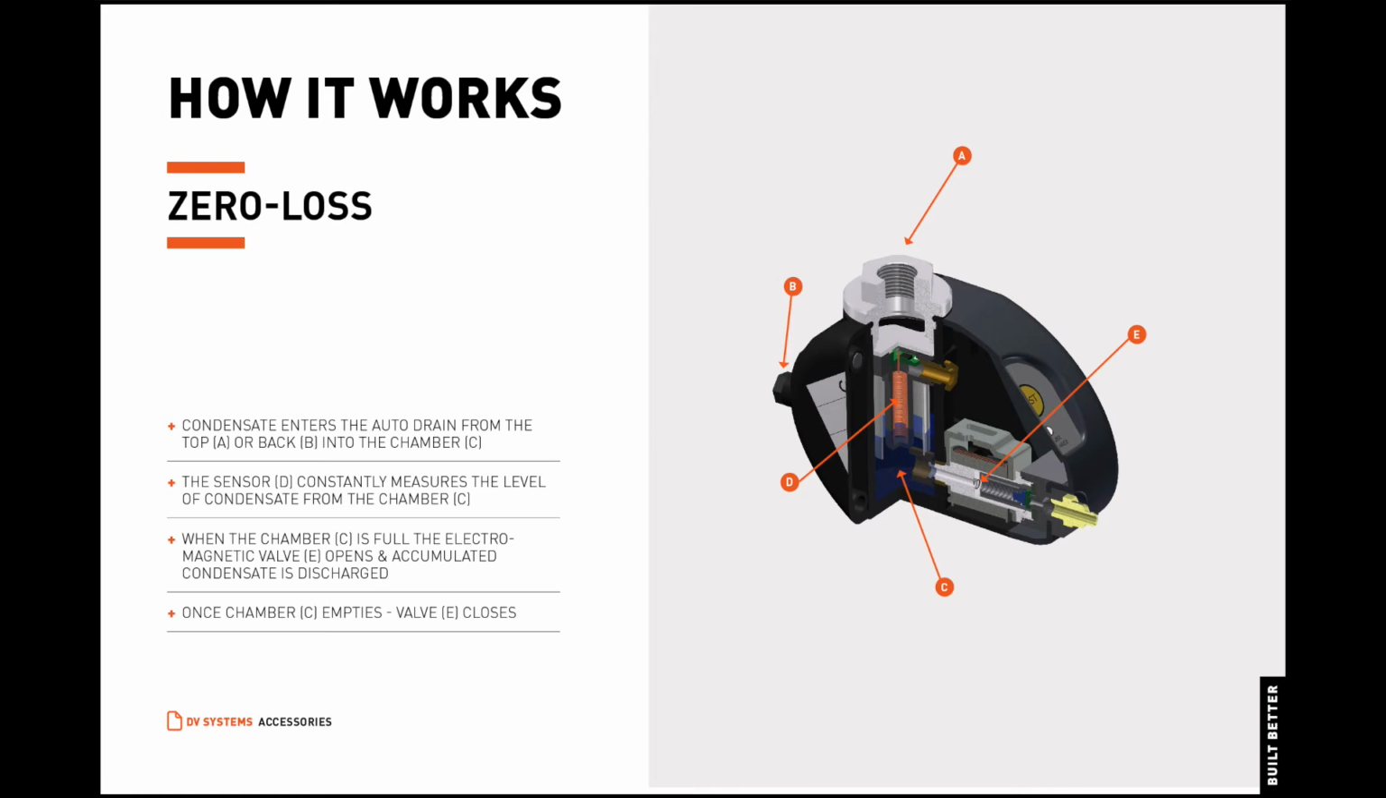The condensate enters the auto drain from the top, A, or back, B, into the chamber, C. The sensor, D, constantly measures the level of condensate in the chamber, C. When the chamber C is full, the electromagnetic valve, E, opens and accumulated condensate is discharged. Once the chamber C empties, the valve, E, closes.